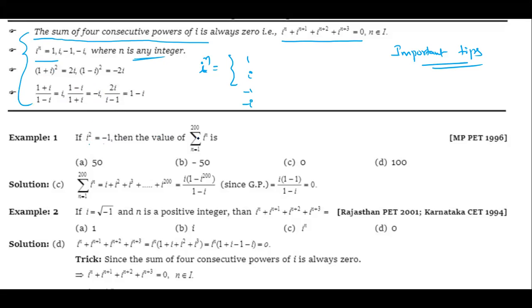i square is equal to minus 1, then sigma i power n, just to discuss, the option is 0. Why? Sum of the four consecutive powers of i. This one is simple logic. i is equal to root over minus 1 and n is a positive integer. Then i power n plus i power n plus 1 plus i power n plus 2 plus i power n plus 3 is equal to i power n times 0, that is 0 only.